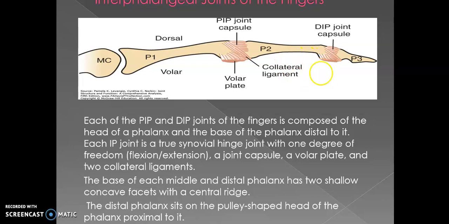So I think we'll stop here, because in the next class we'll start the interphalangeal joint of the fingers. So we have successfully completed the MCP joint. I hope you submit an assignment on the MCP joint, and next class we will start the interphalangeal joint.